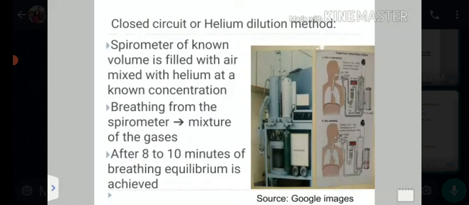Closed circuit method or helium dilution method. Here, a spirometer of known volume is filled with air and it is mixed with a known concentration of helium.